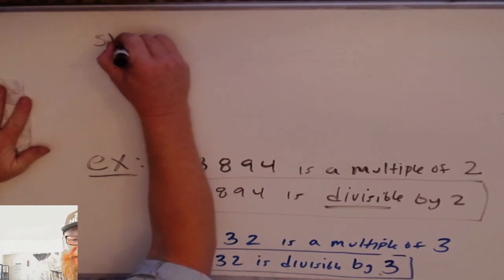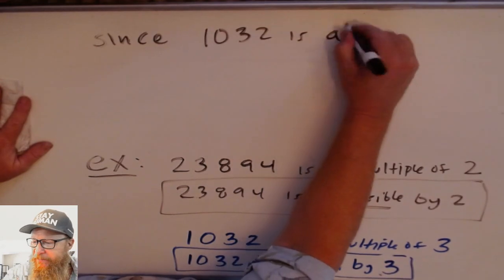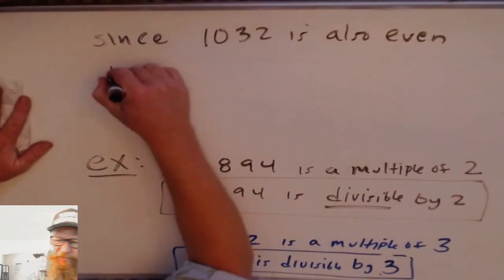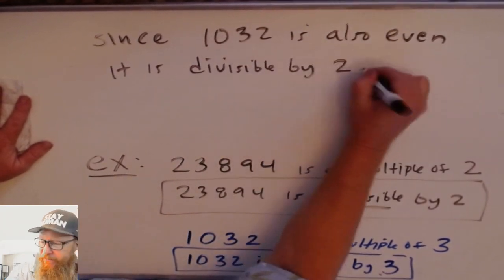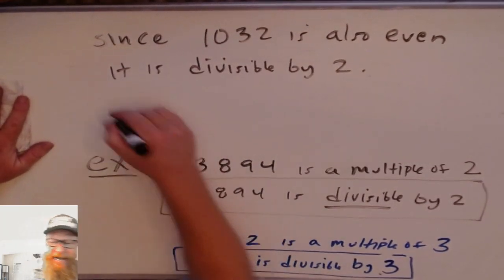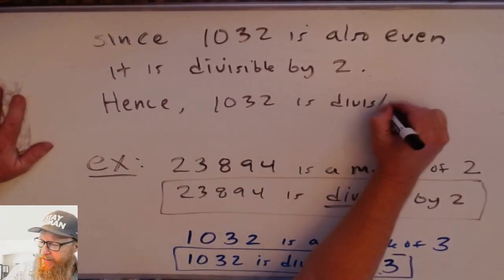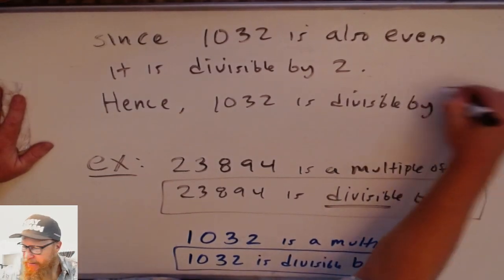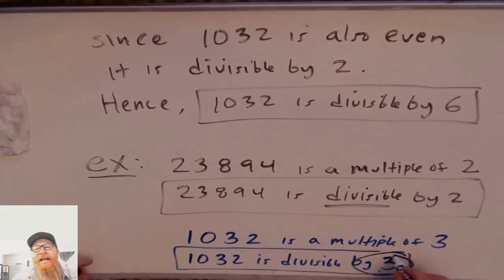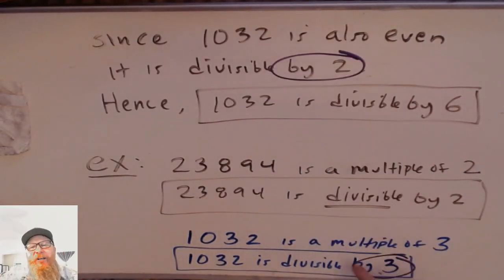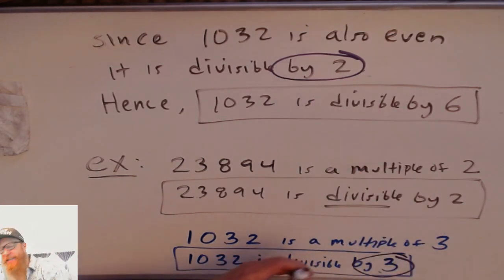All right, since 1032 is also even, it is divisible by 2. Hence, 1032 is divisible by 6. If a number is divisible by 3 and it's also divisible by 2, it's divisible by both 3 and 2, that means it's divisible by 6.